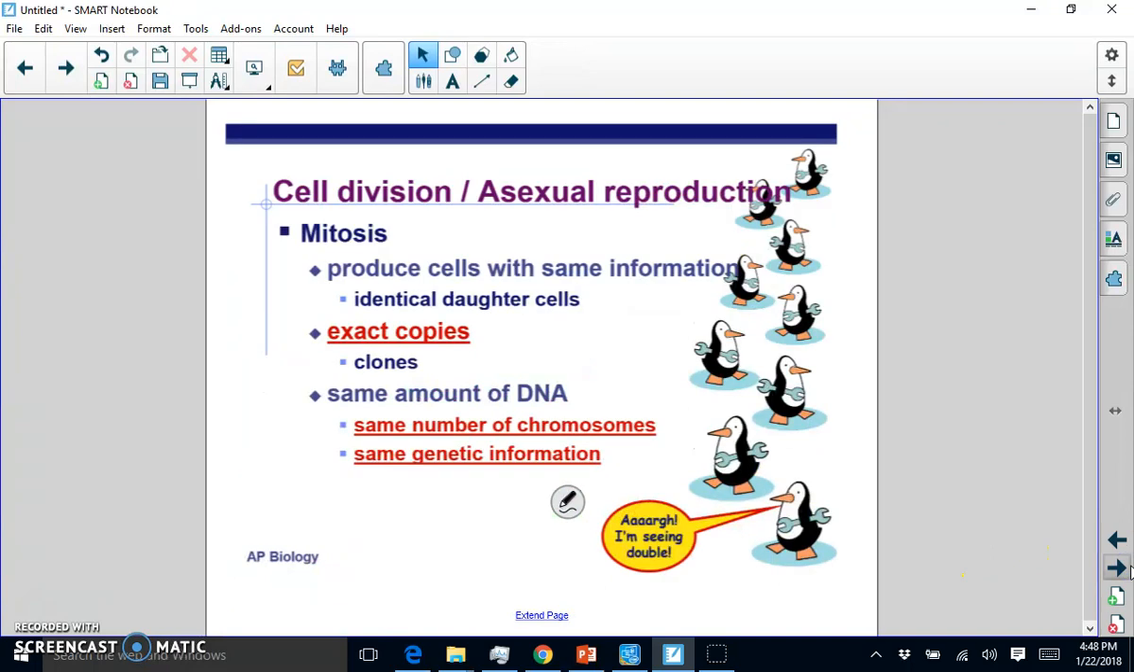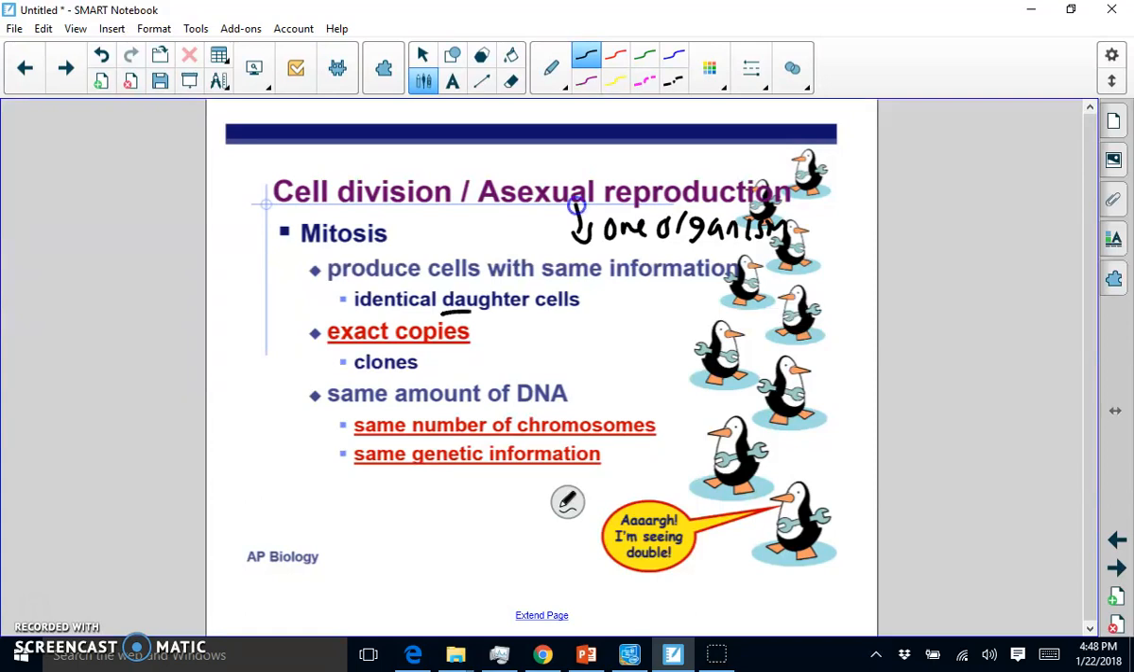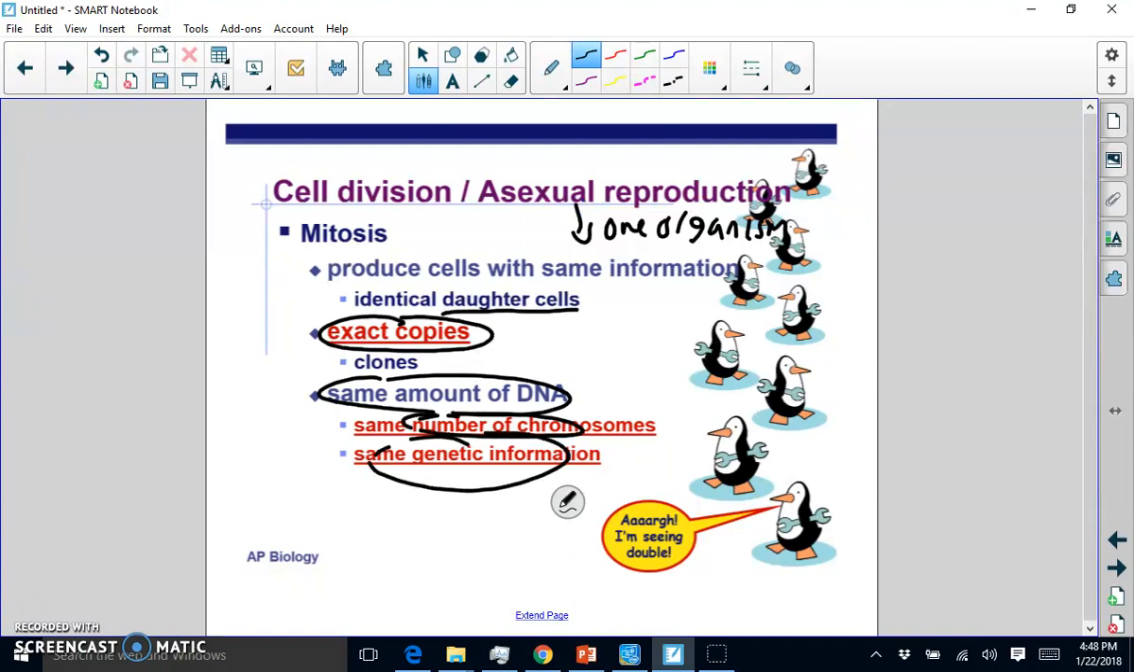So like I said, so far we have only talked about asexual reproduction in AP Bio. Asexual reproduction always requires only one organism, about 95% of the time. You don't need two organisms for asexual reproduction. The main method for asexual reproduction is mitosis. When cells are produced by mitosis, they produce daughter cells that are exact copies of each other. They have the same amount of DNA, the same number of chromosomes, and the exact same genetic information. Cells produced by mitosis, which is basically the mechanism of asexual reproduction, are genetically identical cells.